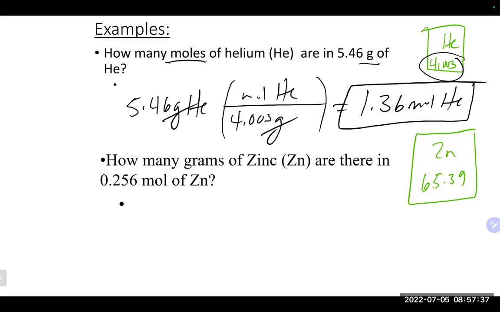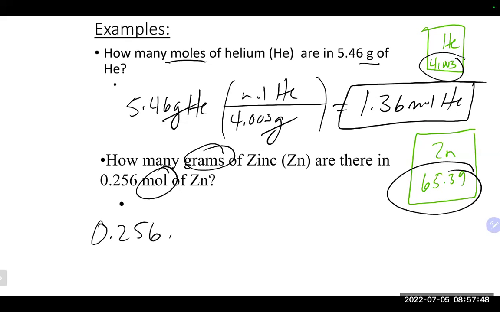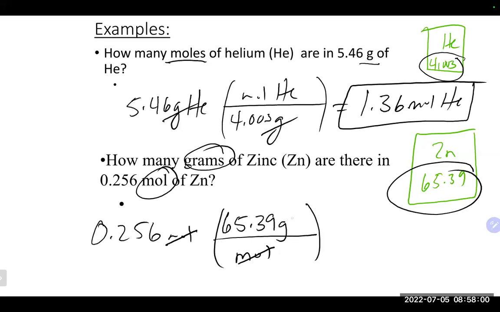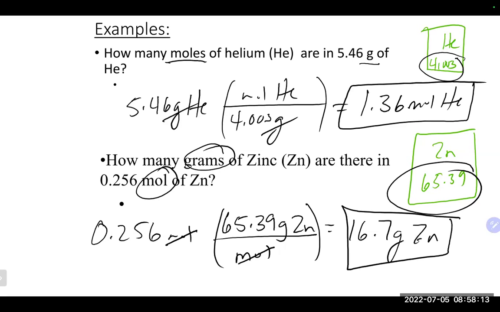Looking at our second one, we're looking for grams, and we are starting with moles. So once again, molar mass is all we need from the periodic table. 0.256 moles. Once again, that is moles, not molecules. We are going to put the grams up on top. So our 65.39 grams will go up on top, and our 1 mole will go on the bottom. They will cancel. That gets us 0.256 times 65.39, which gives us 16.7 grams of zinc in this case.